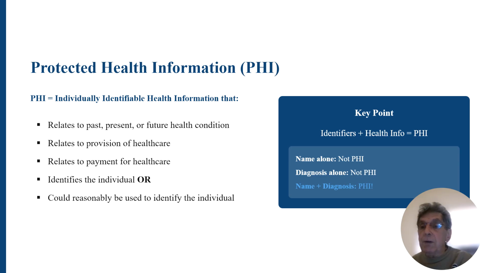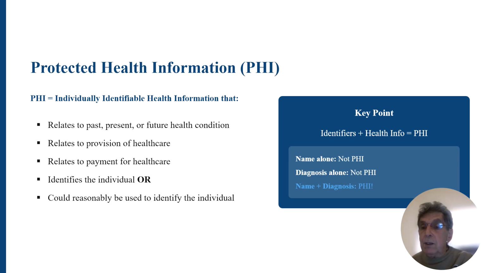It must identify the individual or provide a reasonable basis for identification. Here's the key insight. Identifiers alone are not protected health information. Health information alone is not protected health information. It's the combination that creates protected health information. A list of patient names is not protected health information. It's just a list of names with no health information attached. A list of diagnosis codes, again, not protected health information. It's just clinical information with no identifying information attached. But a list that shows Maria Garcia, E11.9 diabetes, that is protected health information. You've connected health information to an individual who's identified.